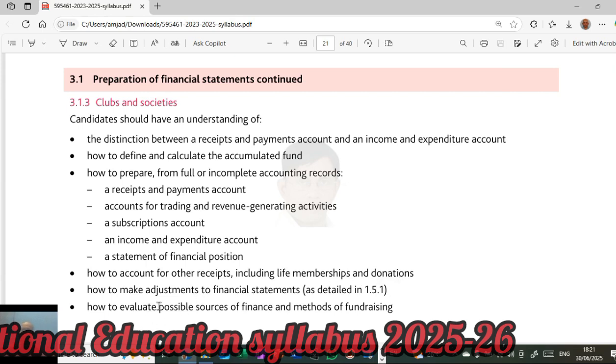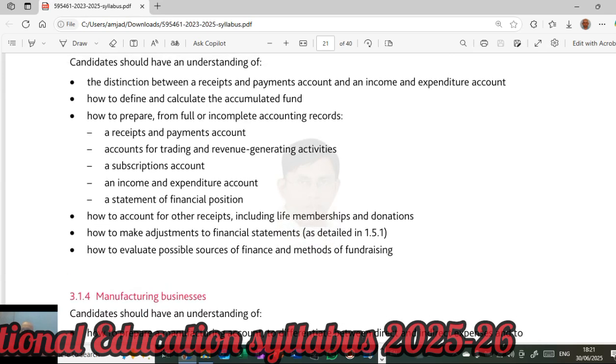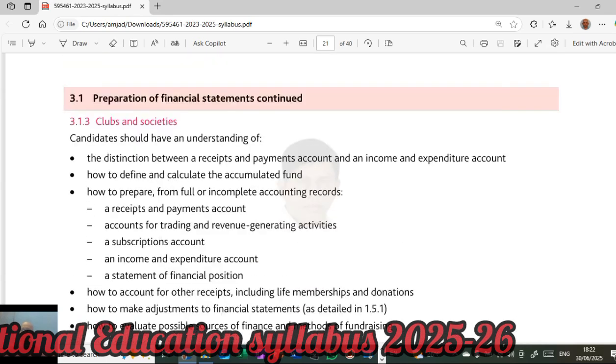So how to evaluate possible sources of finance and methods of fundraising, even in clubs and societies. So related to that, we will be discussing all about that in section topic 3.1.3.